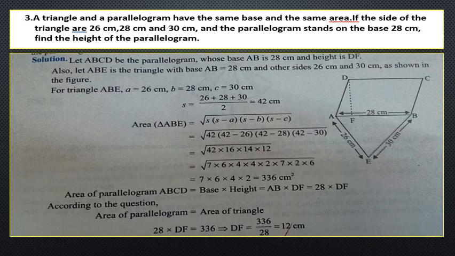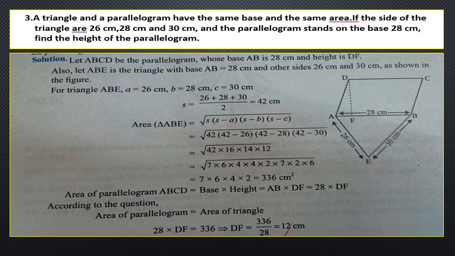So the square root of 42 into 16 into 14 into 12. If we find the prime factors and take the square root, in the final step we get 7 into 6 into 4 into 2, that is equal to 336 centimeters square. So now we got the area of triangle ABE: 336 centimeters square.